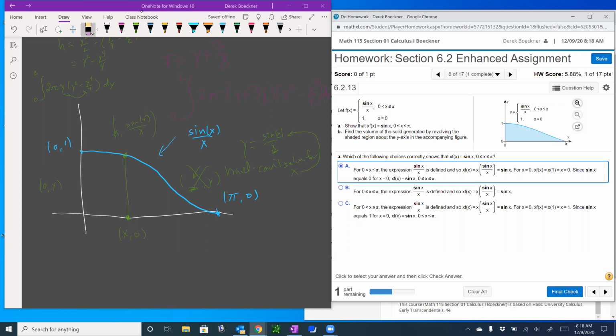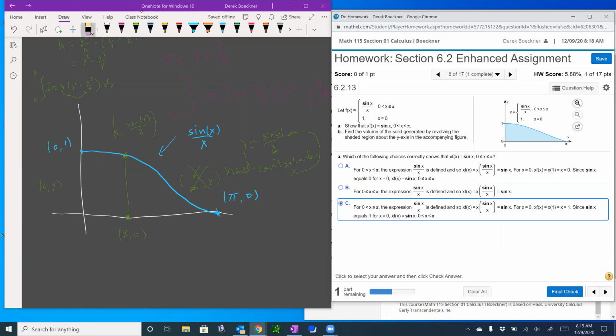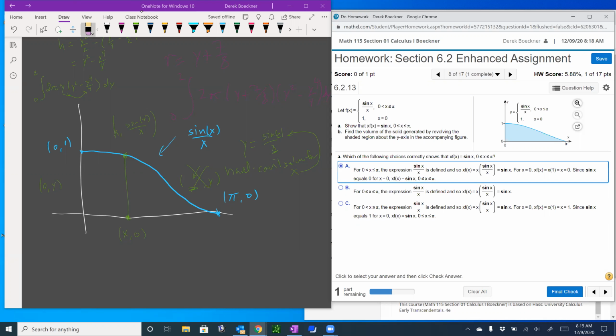f of x is 1. What's the difference in the statement here for C? Oh, that says equals 1. But sine of 0 is not 1, so that one's false. Sine of 0 is 0. We want this one.